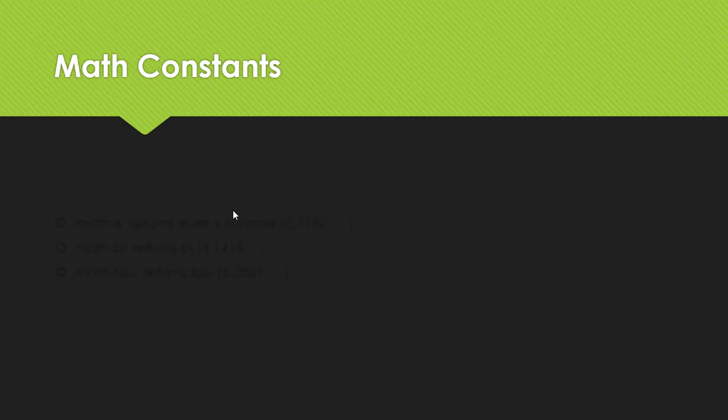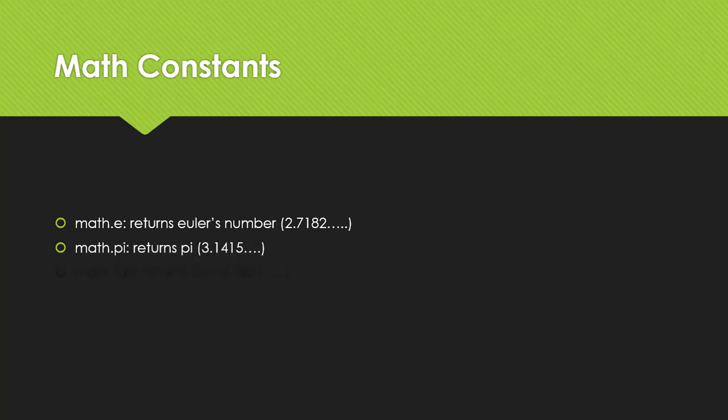So in the math module, we already have the constants defined. For example, we have the Euler's number e defined, pi defined, tau defined. So we don't have to remember these values. We have to simply use these constants which are already defined in the math module. For example, math.e returns Euler's number 2.7182 and so on. Math.pi would return pi, and math.tau would return the value of tau.